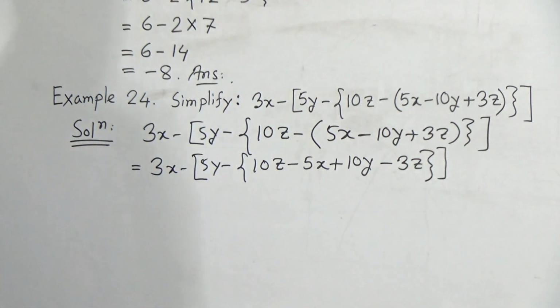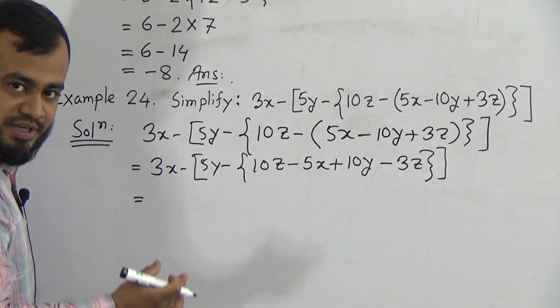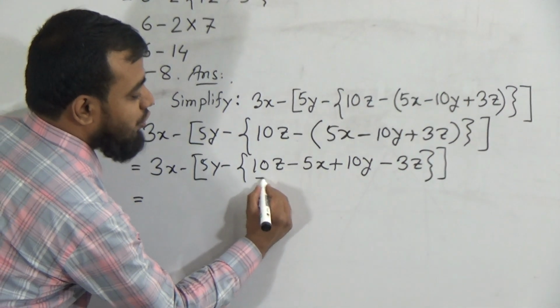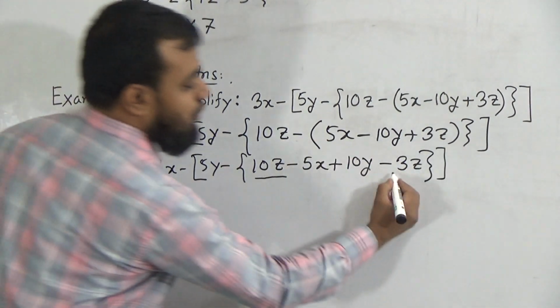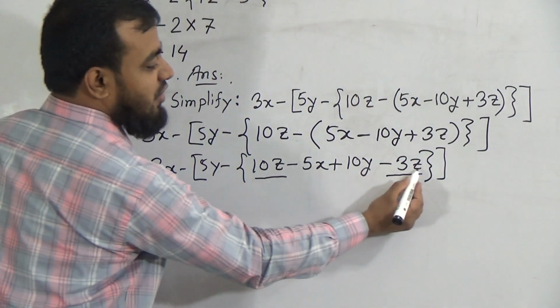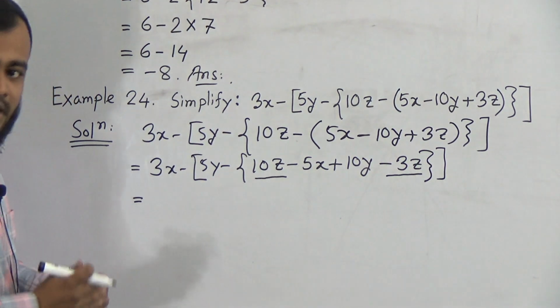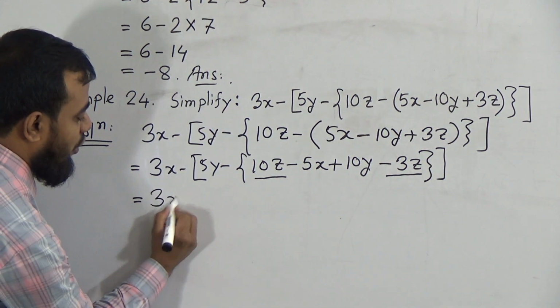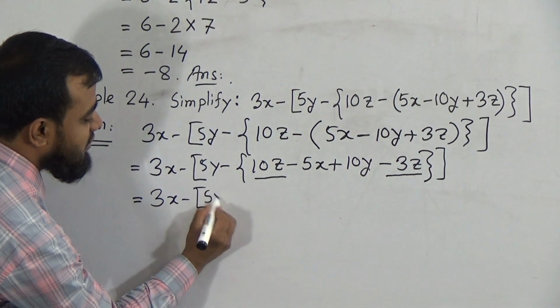Now my dear students, we will solve the second bracket's work now. In the second bracket, look, there are four terms and two terms have a similar variable: 10z and minus thrice z. These two terms have a similar variable, so we can add or subtract. Other terms will remain unchanged, my dear students.